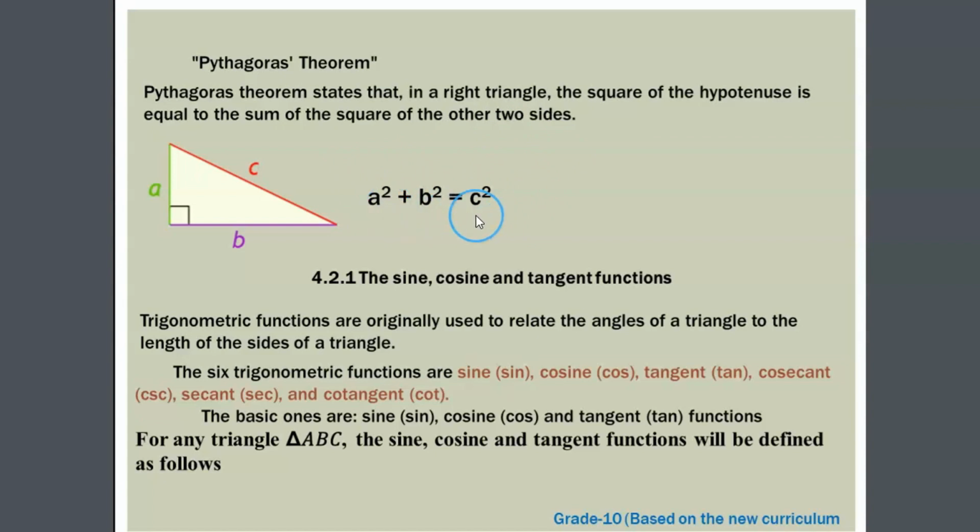The other one, let us see about the sine, cosine and tangent functions. So there are 6 trigonometric functions, or the 6 trigonometric functions are the sine, cosine, tangent, cosecant, secant and cotangent.